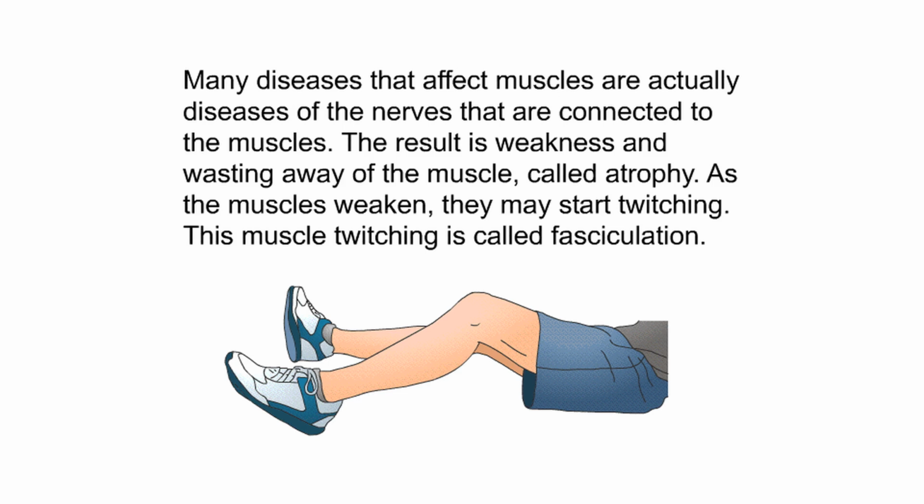Many diseases that affect muscles are actually diseases of the nerves that are connected to the muscles. The result is weakness and wasting away of the muscle, called atrophy. As the muscles weaken, they may start twitching. This muscle twitching is called fasciculation.